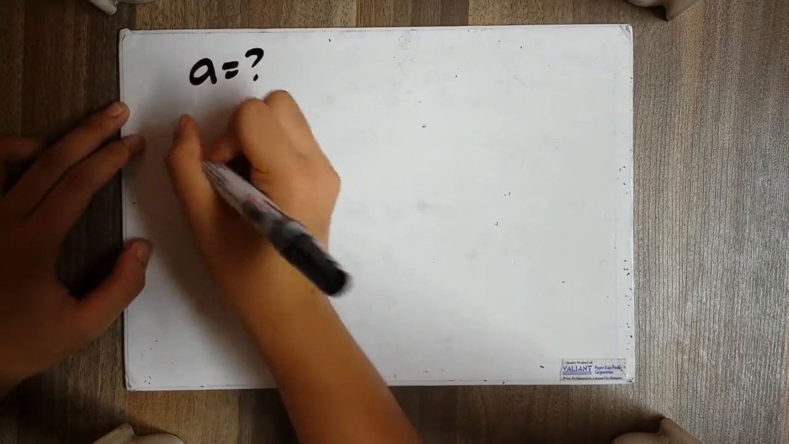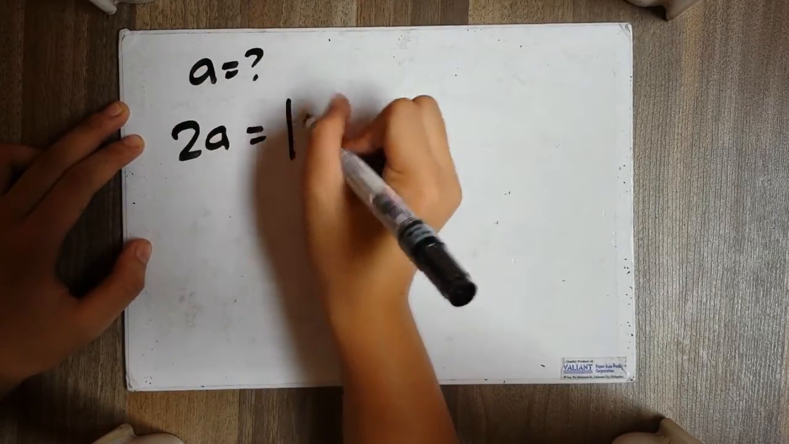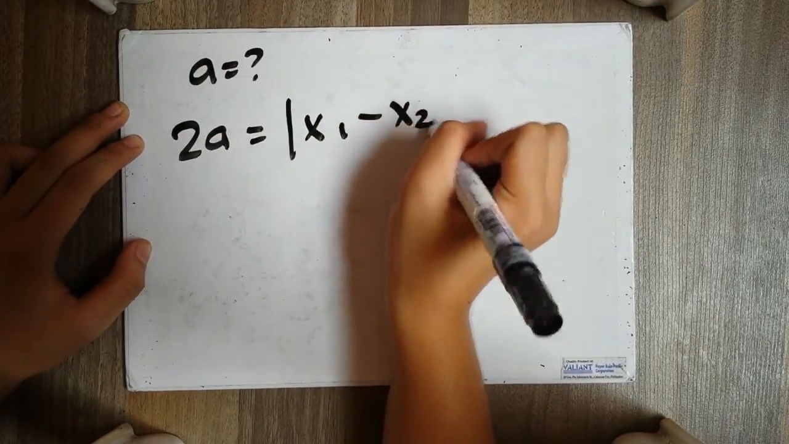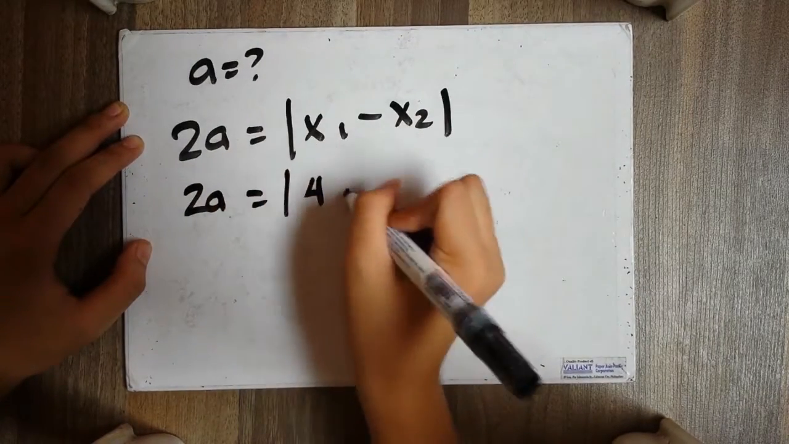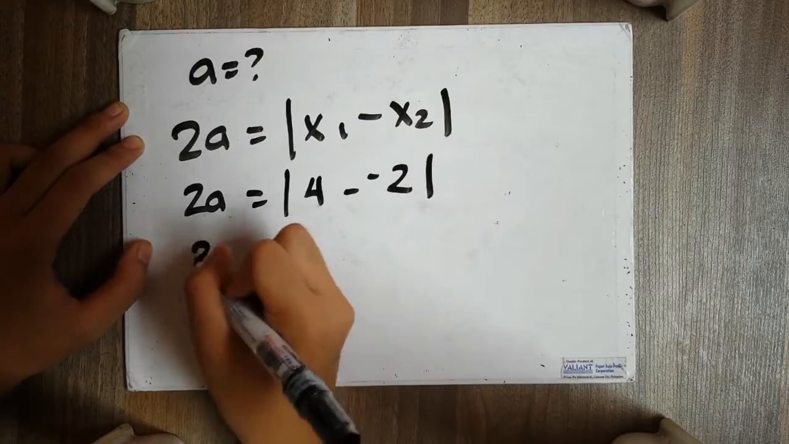Now we have to look for the value of a. We use the formula 2a is equal to the absolute value of x sub 1 minus x sub 2, and we use the coordinates of our vertices, which are 4 and negative 2.